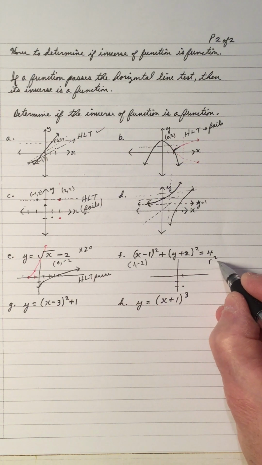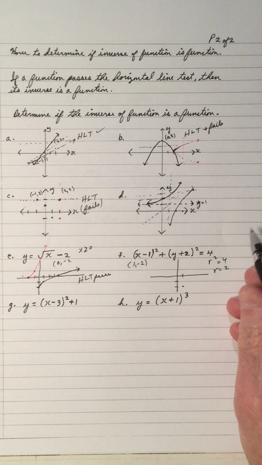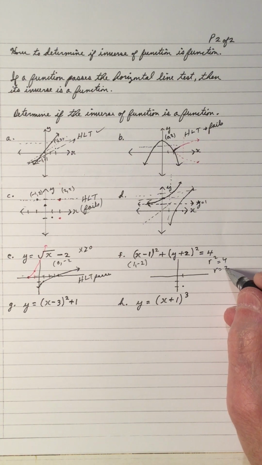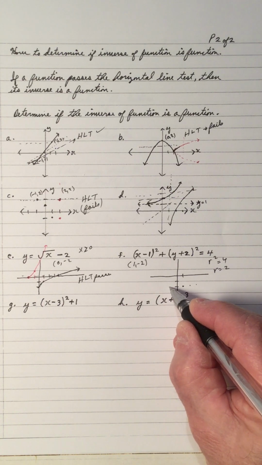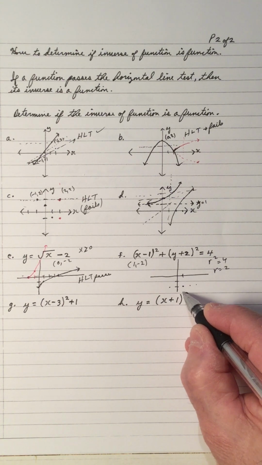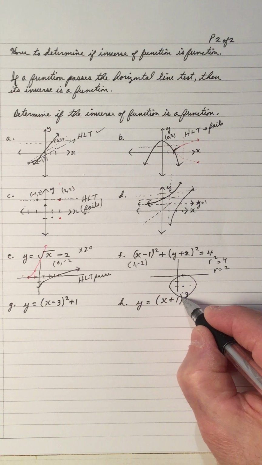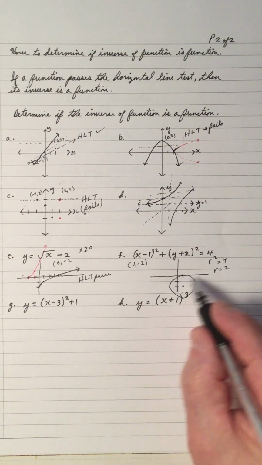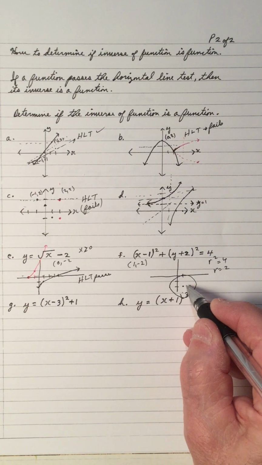And r squared is 4. So r, the radius, is square root of 4, which is 2. It's plus or minus, but in this case it's positive. So that means the radius is 2 to the right, 2 to the left, 2 up, 2 down. So there's the circle. Because that's a circle, it will fail the horizontal line test. So the inverse of this is not a function.